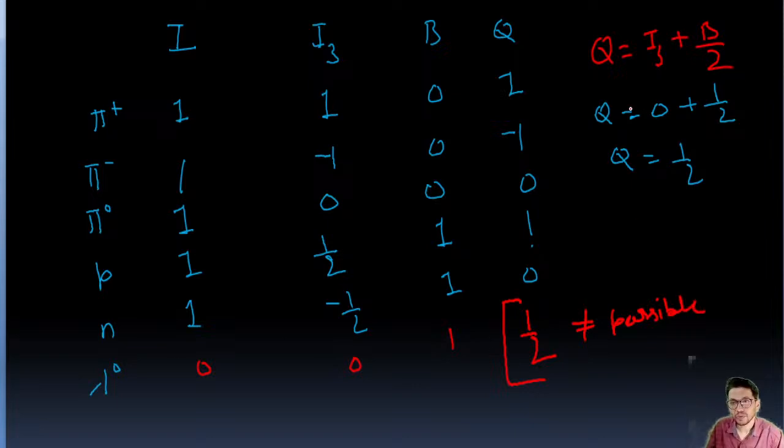So this means this formula, the Gell-Mann-Nishijima formula, is not valid for this particle. It means there needs to be some modification in this formula, guys. The formula is invalid. So now there needs to be some modification in this formula. Before that, I'll explain this one.